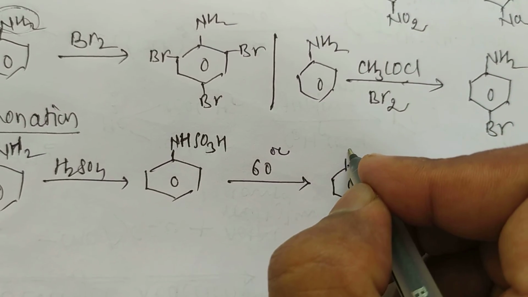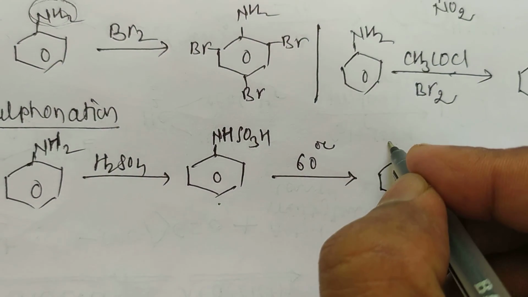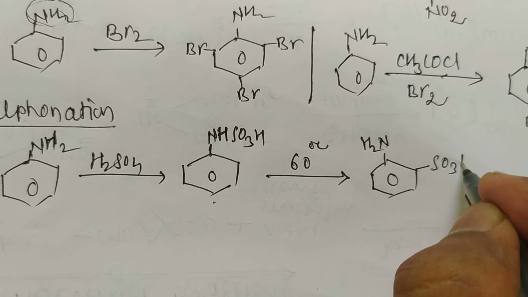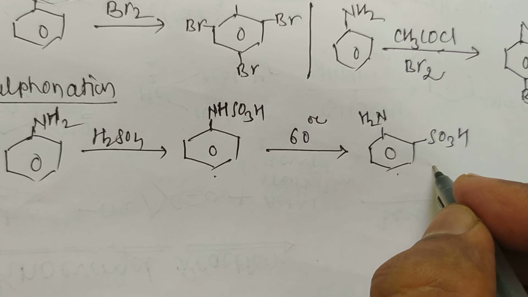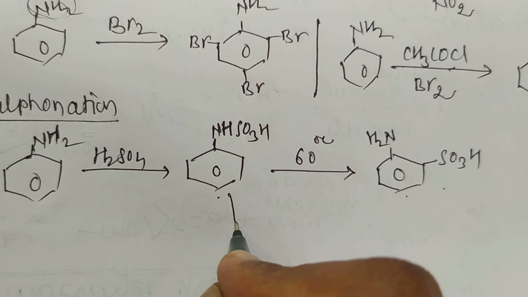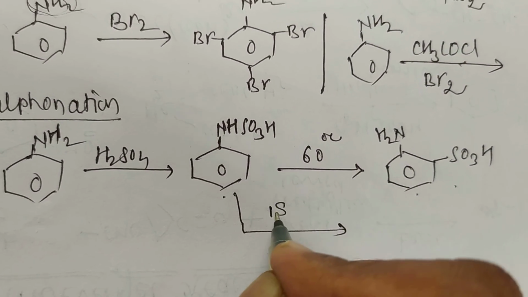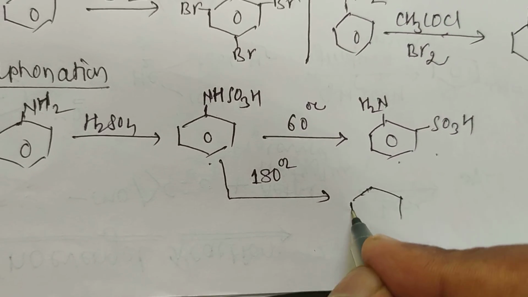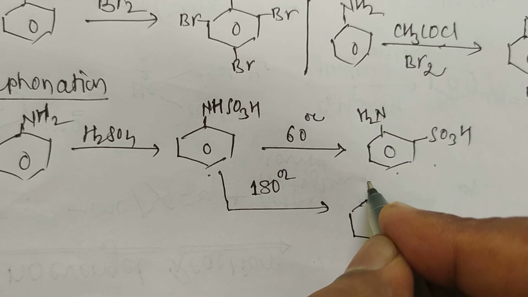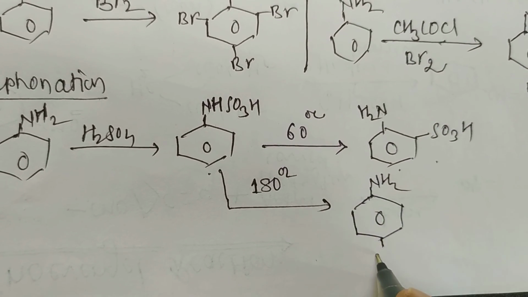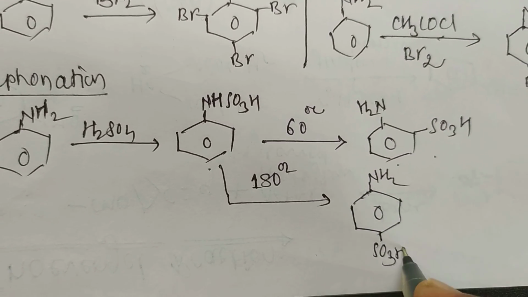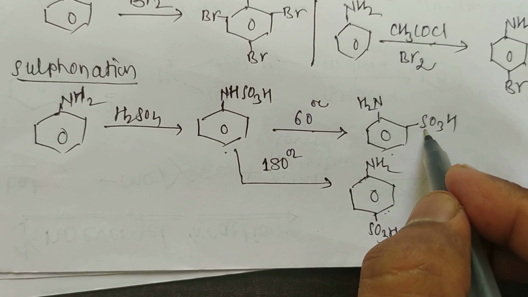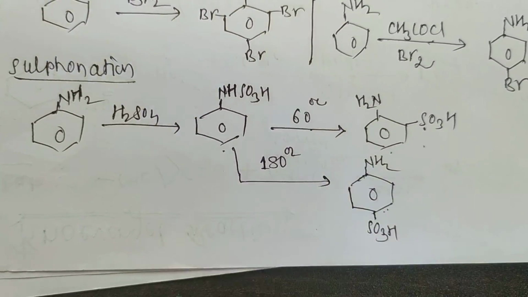See here, when this intermediate is heated at low temperature, then we can obtain the ortho product, that is called orthanilic acid. And when it is heated at high temperature, means at 180 degrees Celsius, then we can obtain the para product, means here NH2 and here SO3H, and its name is sulfanilic acid. Means at low temperature the ortho product is obtained, and at high temperature the para product is obtained.